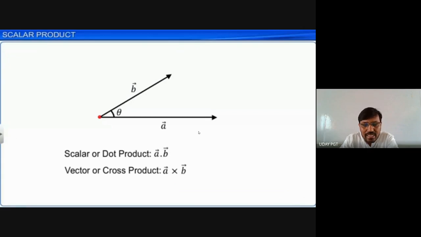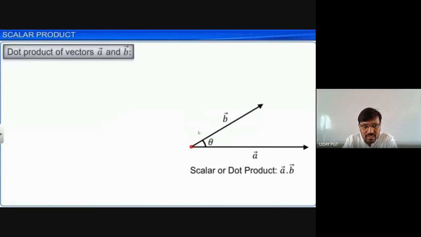The difference is that the scalar, or dot, product gives you a scalar. That's why we call it a real number; one number is what you are going to get when you find the dot product of two vectors. There are two types of product: one is the dot product, another is the cross product. The dot product of vectors gives you one real number, and that real number is called a scalar.